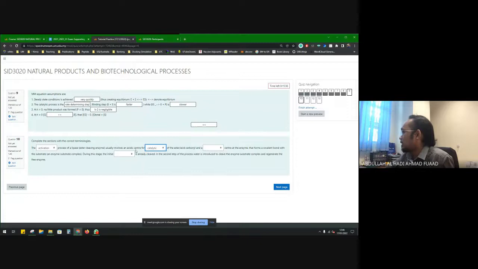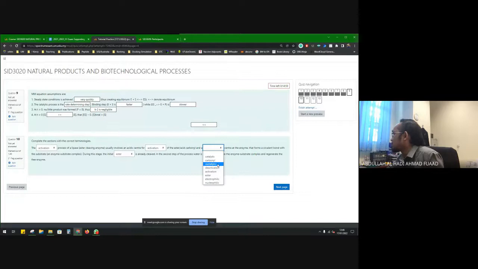During the stage, the initial ester, because again, this is an ester, has already been cleaved. So the activation process of a lipase enzyme usually involves an acidic center for activation of the ester or carboxylic acid, and a catalytic center, no carbonyl center at the enzyme, no metallic center at the enzyme, a form of bond to the substrate.